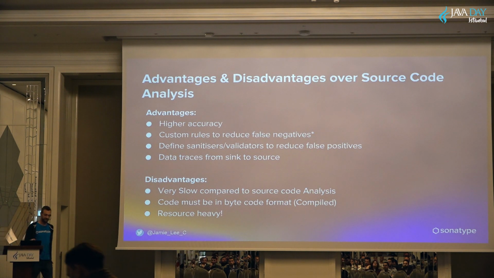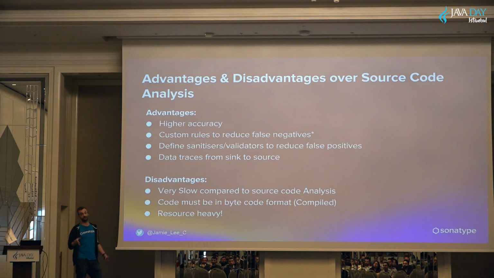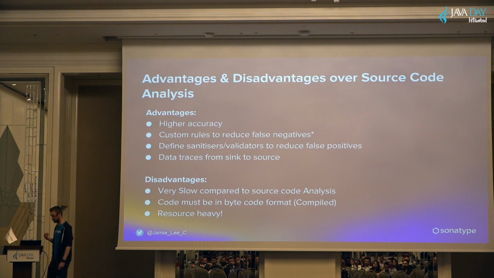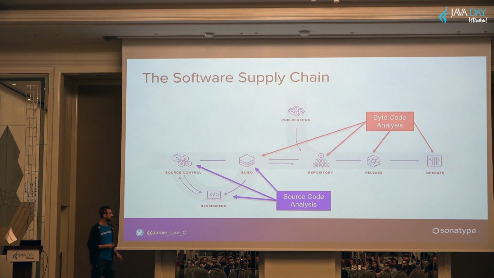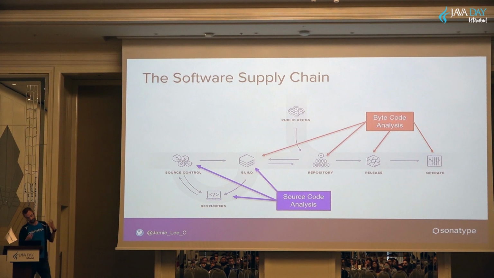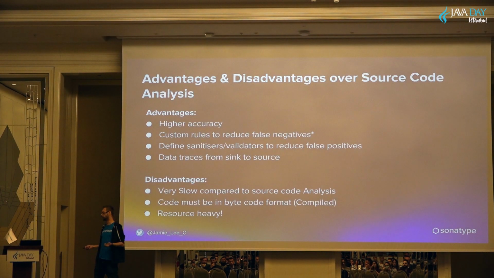Now, the disadvantage of bytecode analysis over source code analysis is it's very, very slow. It's very resource heavy. So if I go back to here, there is a reason this doesn't run here, because it ends up setting our laptops on fire, pretty much. So these kinds of things run on mainframes, on the cloud, etc., because they require a lot more processing power.